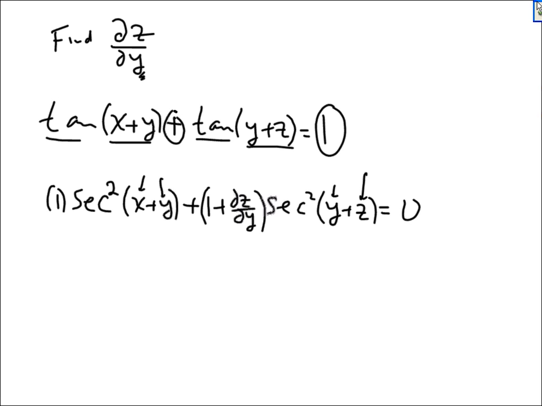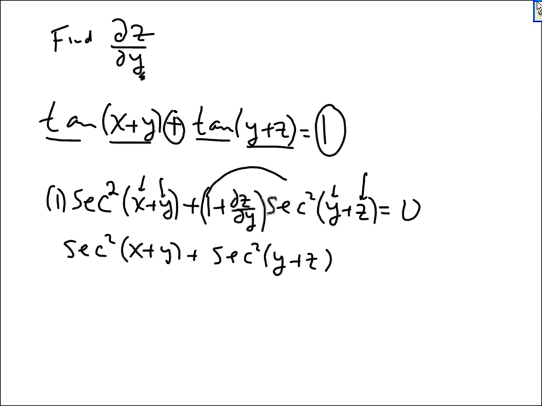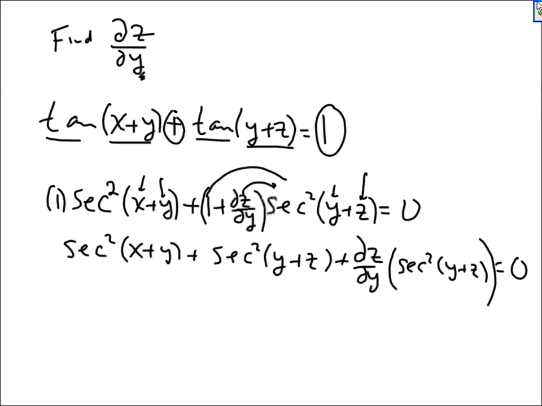Okay, so now we want to collect their like terms. We have secant squared of x plus y, plus 1 times that, which is just that, plus partial z partial y times secant squared of y plus z. And this equals 0. We want to solve for this.